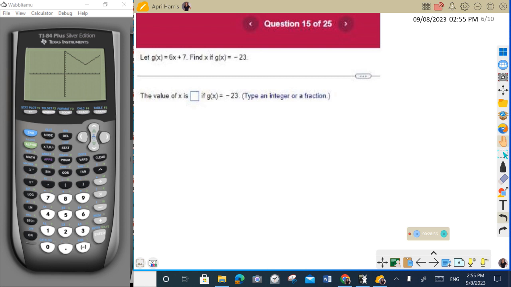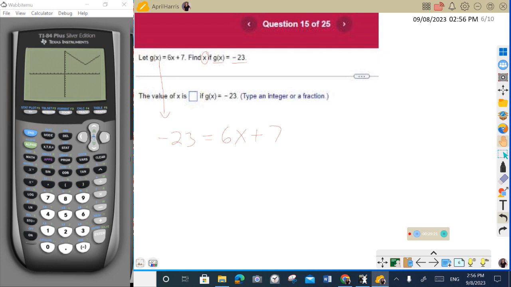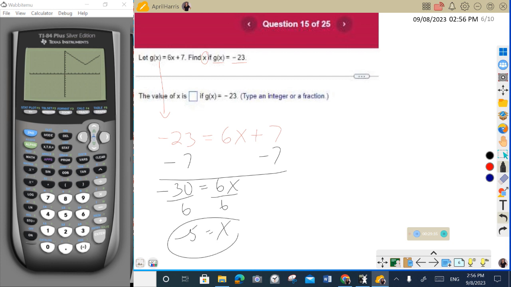All right, number 15 says let g of x equals 6x plus 7. Find x if g of x is negative 23. So make sure you RTFQ, read the freaking question. It wants you to find x. It's giving you the y value. So in the equation, you're going to put negative 23 in for g, and you're going to solve for x. This is an easy Algebra 1 2-step equation. You're going to minus 7, minus 7. We got negative 30 equals 6x. You're going to divide by 6, divide by 6. We got negative 5 equals x. Yes, that's a negative 5.